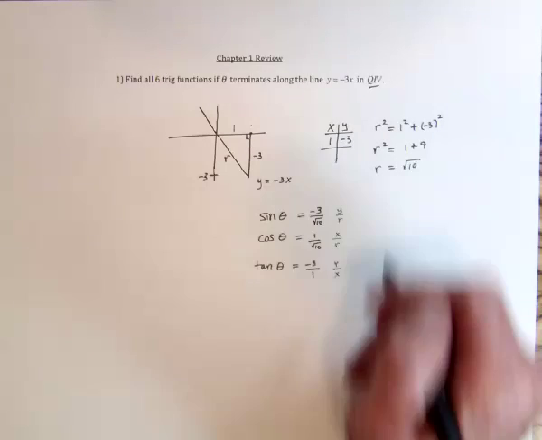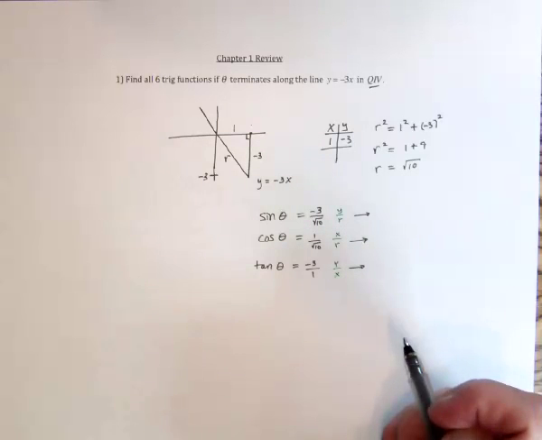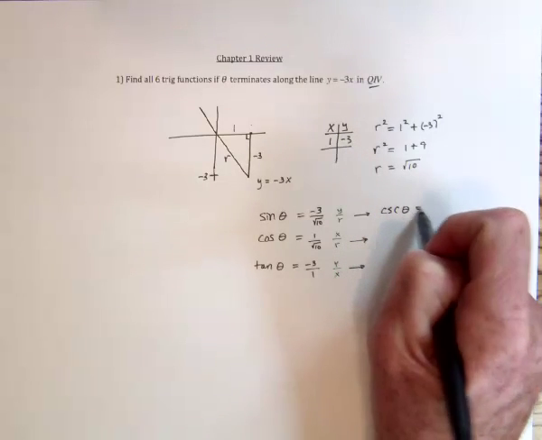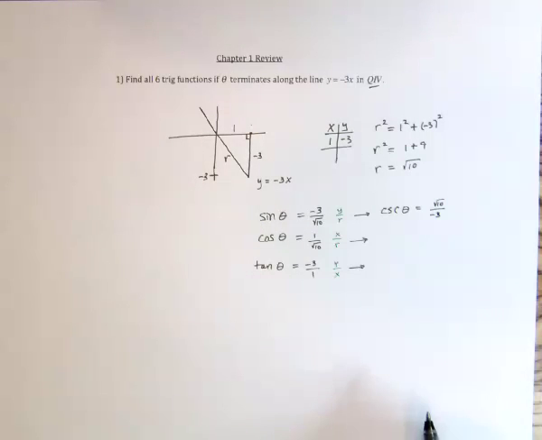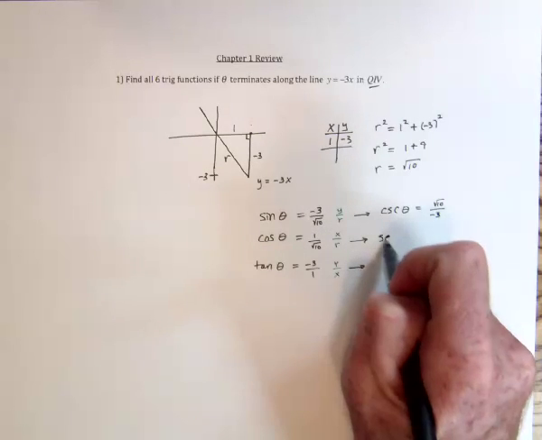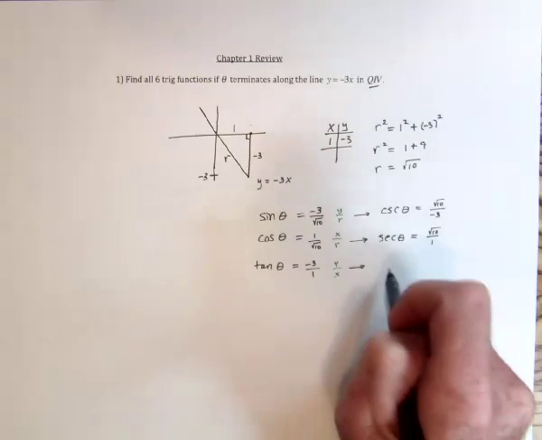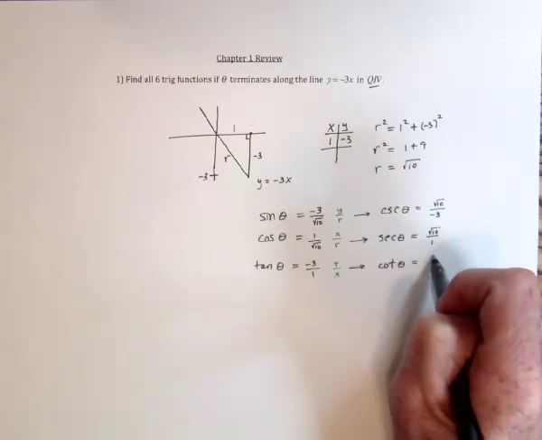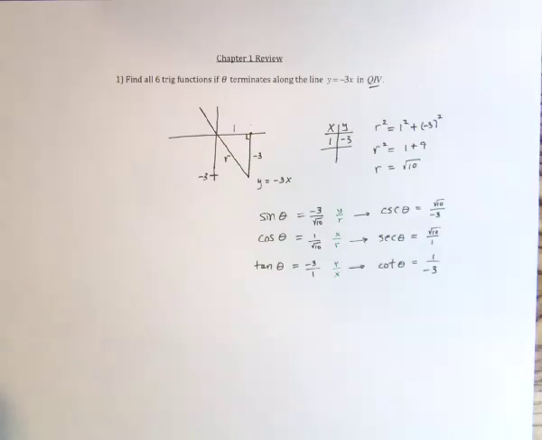And then if you invert these 3, then we get the other 3 trig functions. So cosecant comes from inverting sine. Secant is 1 over cosine, so invert cosine. And cotangent comes from inverting tangent. And there are all 6 trig functions.